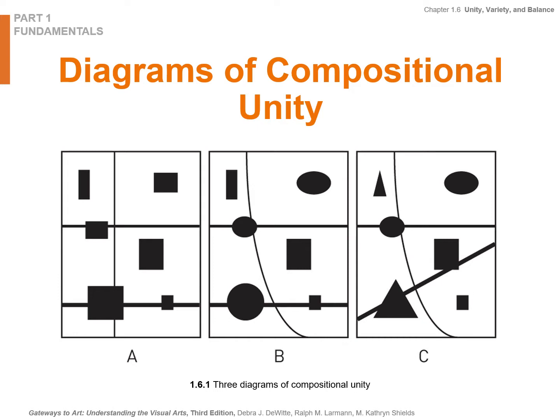In A, we have very much unity without any sort of variety. And as we move to the right, you gain more variety, and you see how it becomes a much more pleasing composition as we attain that balance between the two.